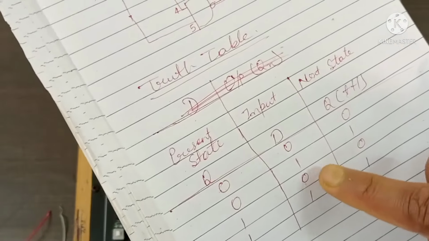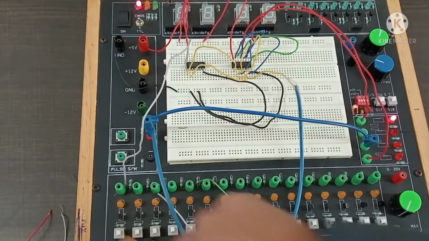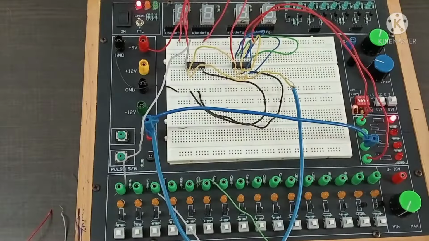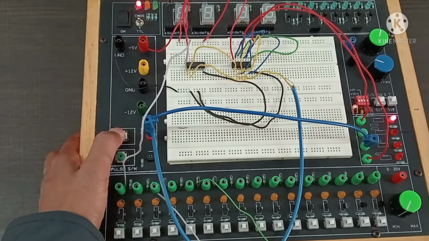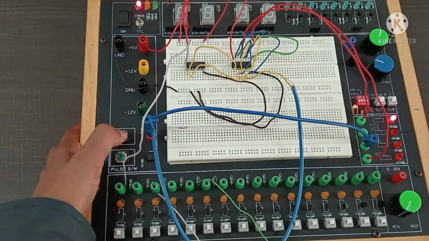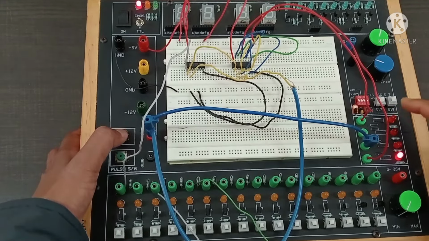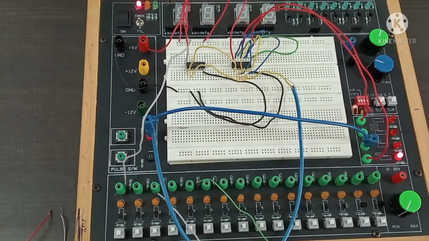So when we give data 0, output should be 0, means whatever input we give, the same thing should come in the output. So we gave input 0, so that's why output should come 0, the upper one. Now you can see here it became 0. Okay, so it is working.